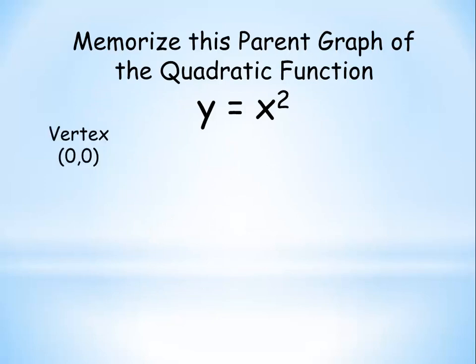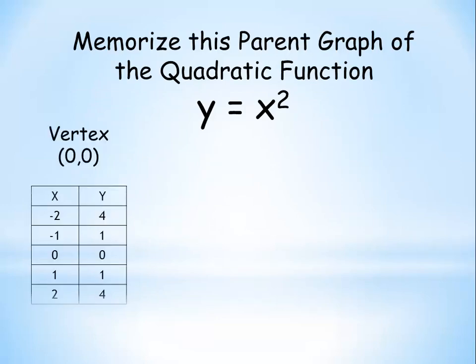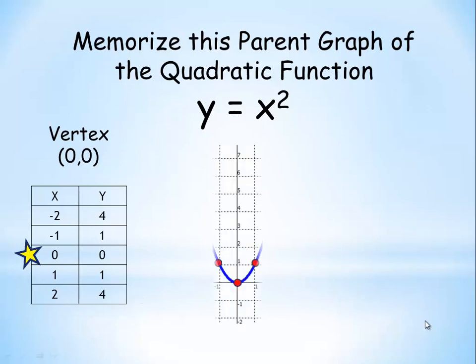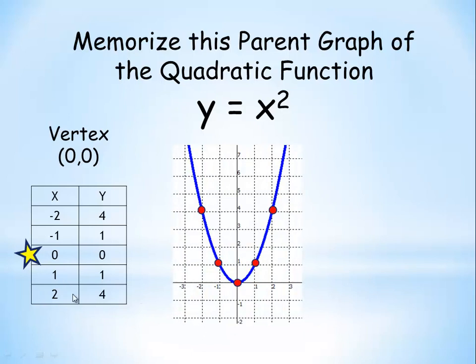You must memorize the parent graph y equals x squared. It has a vertex of (0, 0), which shows up in the middle of the chart if you were creating this chart in order to create the graph. Notice that with the vertex in the middle, we simply count backward, -1, -2 for x, and then again forward 1 and 2. Run these values through the parent graph equation and you'll generate the points necessary to create a rough sketch of the graph.